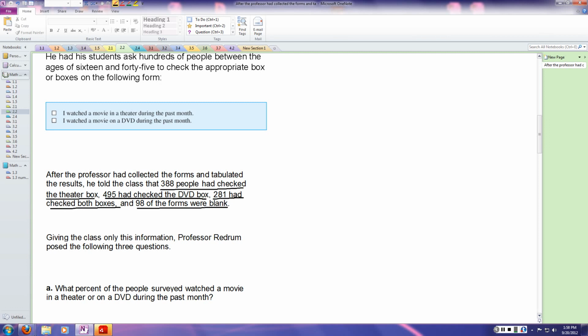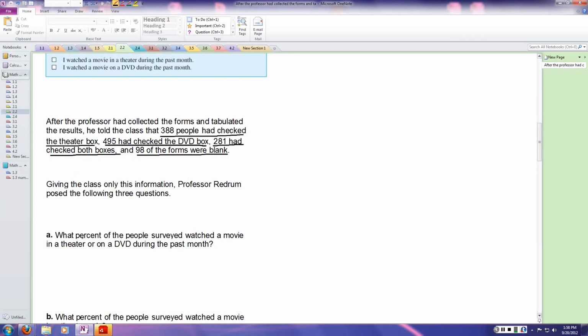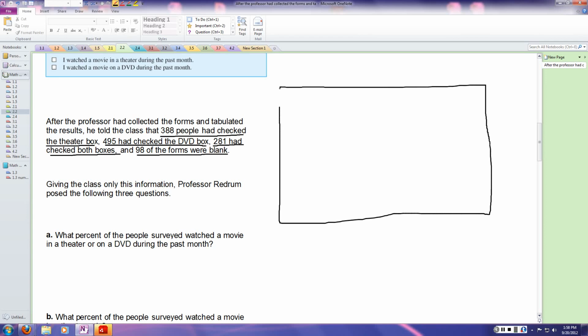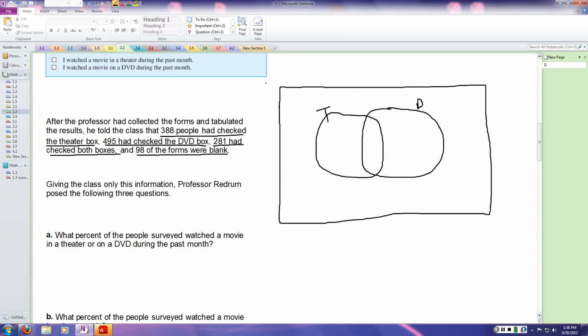Given only this information, the professor asked what percent of the people surveyed watched a movie in the theater or on DVD the past month. To answer this question, it would be best to draw a Venn diagram. We only have two things going on here: people watching movies in theaters, so let's put this as the theater, and people watching movies on DVD, and it's possible that they can overlap. Everything inside is the universe. Everything inside the theater box has to be 388, because 388 people checked it. Some of those people also watched it on DVD, so they're going to be in the middle.